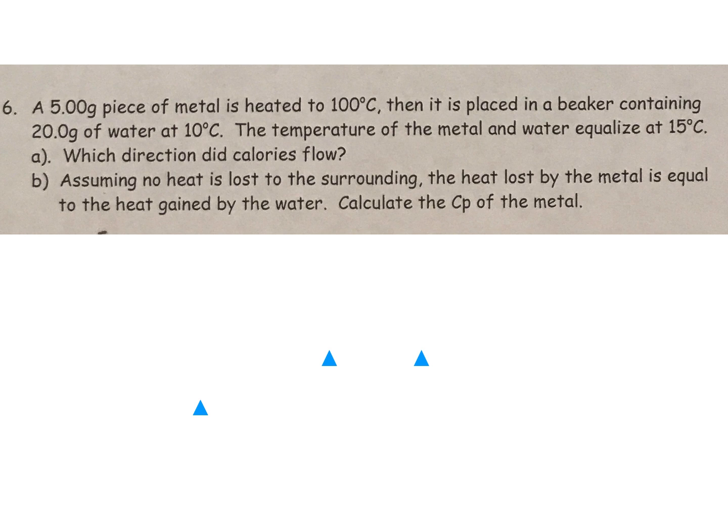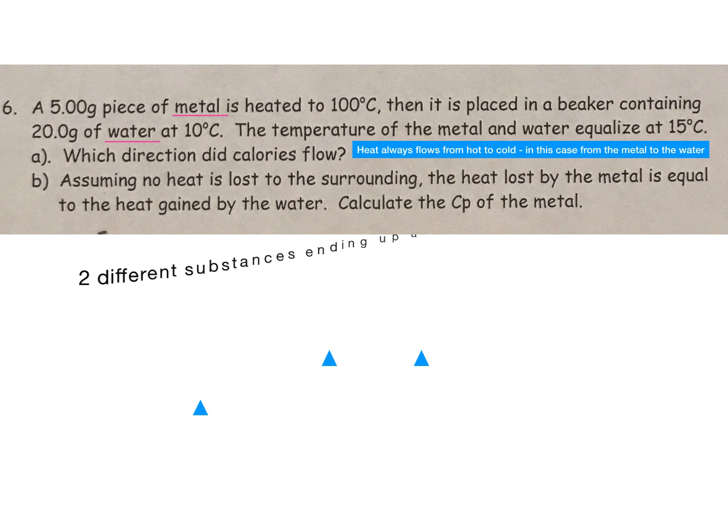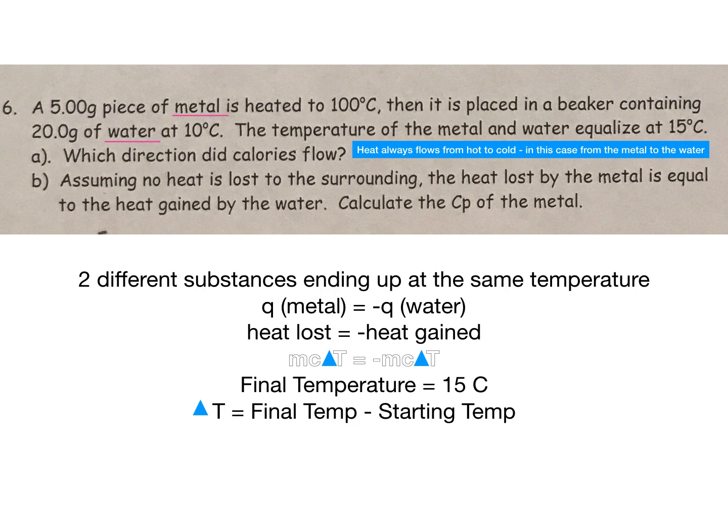To know how to tackle this problem, recognize that you have two substances ending up at the same temperature. Then you'll notice that you have mcΔT equals mcΔT. If they ask what direction the calories flow, remember calories are heat, and heat always flows from hot to cold. In this case, from the hot metal to the cold water.